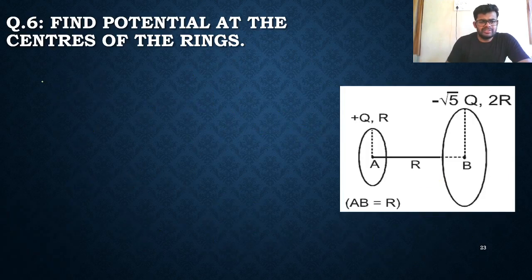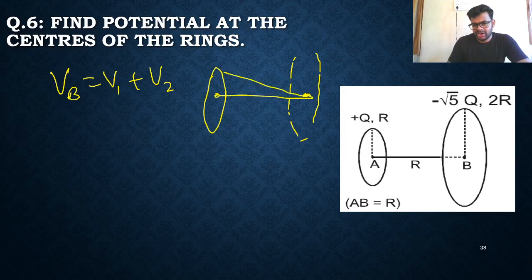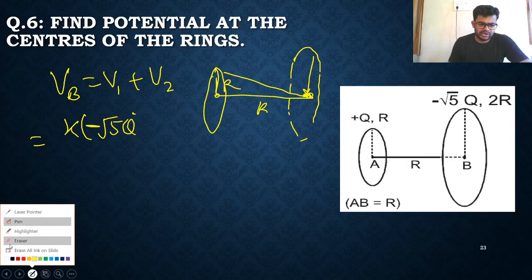Next, we need to find the potential at point B. So I will say V1 plus V2. At point B, this is the big ring, and at its center we need to find the potential, and this is the small ring. It is here. So for the small ring it will be on the axis, and for the big ring it will be at the center. This is R, and this is also R. So let us do it. Sorry, due to ring number 1 we need to write first, so I am writing due to ring number 1 first.